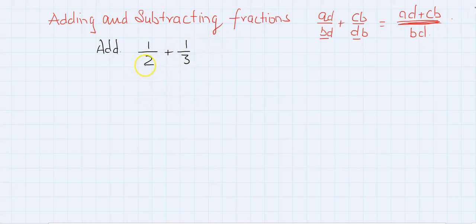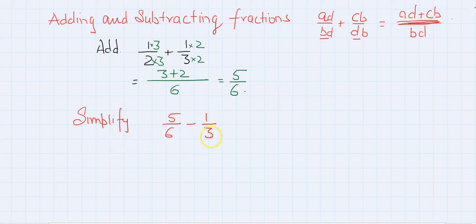We cannot add it without making this denominator the same. To make this denominator the same, we multiply this number by 3, and also we have to multiply this by 3. This 3 we are going to multiply by 2, and this also we multiply by 2. So now we have 3 times 2 is 6. So there is a common number. Now we have a common denominator. So this will be 3 plus 2. So that will be 5 over 6.